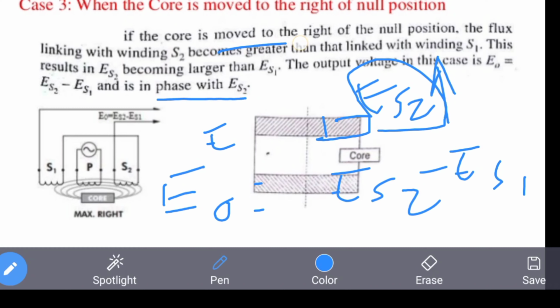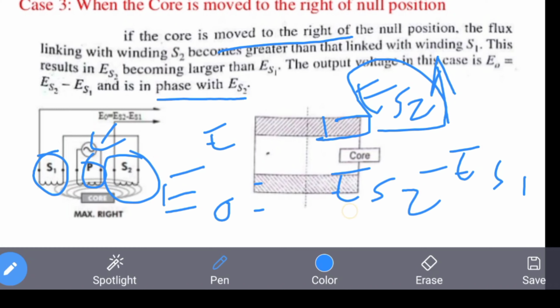For that also we have to consider a diagram. If the core is moved to the right of the null position, then the flux linking with the secondary coil, that is S2, becomes more. It is the S2 coil, it is the S1 coil, and the primary coil. Primary is connected to a single phase supply, and the secondary winding is S1 and S2. The core is moved to the right of the null position now. Now the difference will be considered.